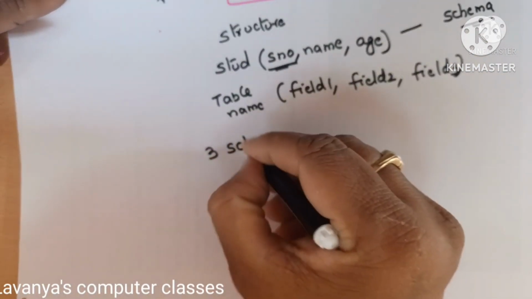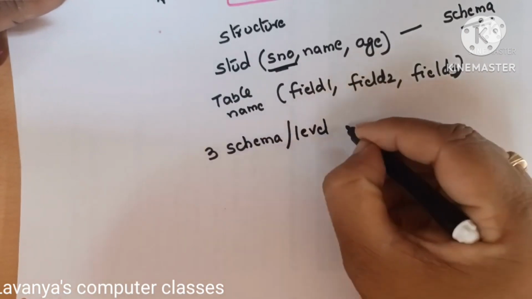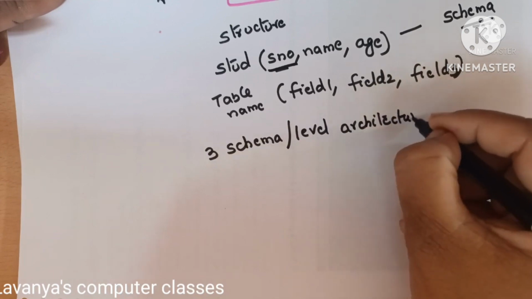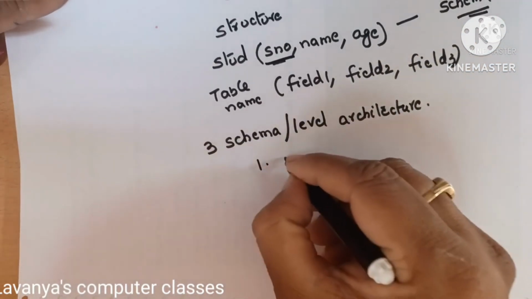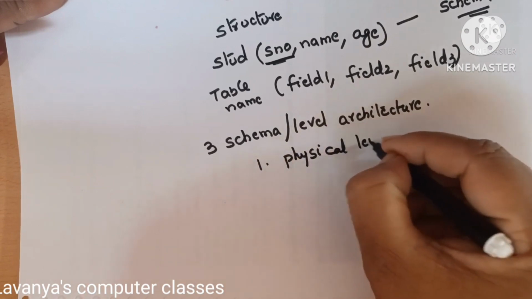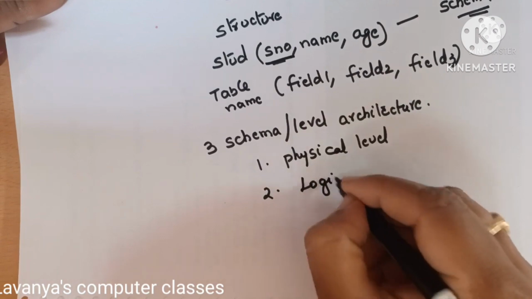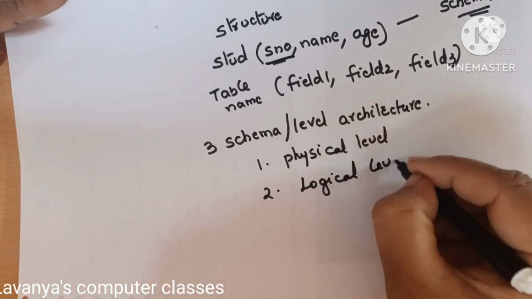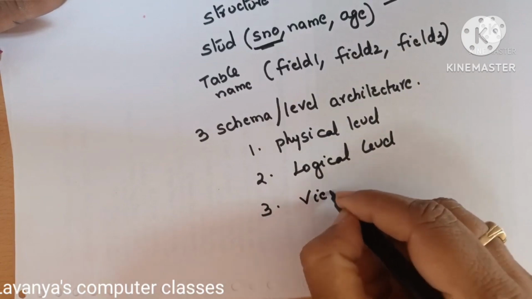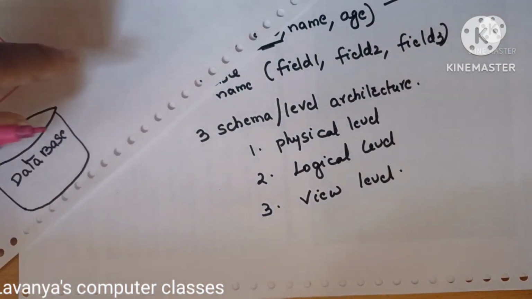After that, there is the three schema architecture, which is also called the three level architecture. The main purpose of this architecture is protecting your database, hiding the implementation from the users. One is the physical level or physical schema, then the logical level or logical schema or conceptual schema. The third one is the view level, view schema or external schema.